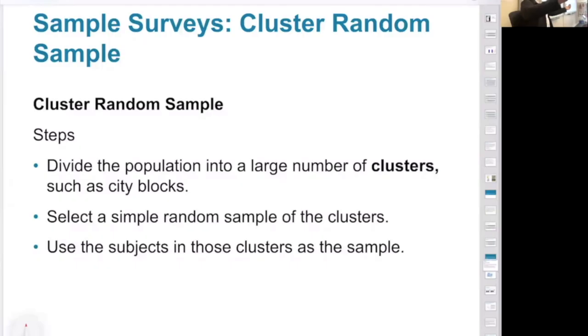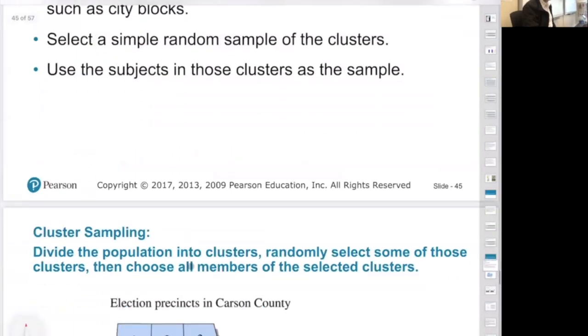And then you use all subjects in these counties. So for example, we randomly selected 4 counties from North Carolina state. So you will use all people in these 4 counties as a sample and start your study.